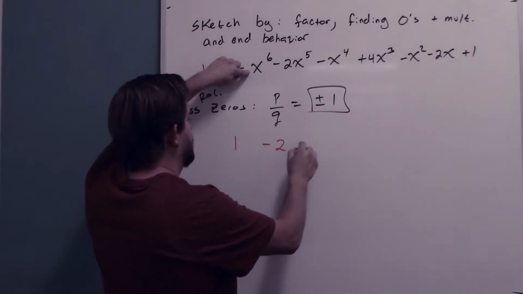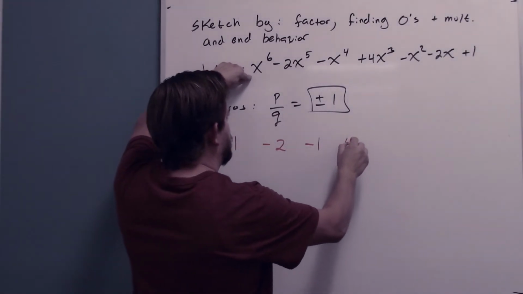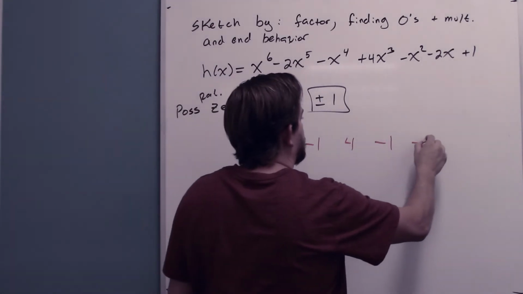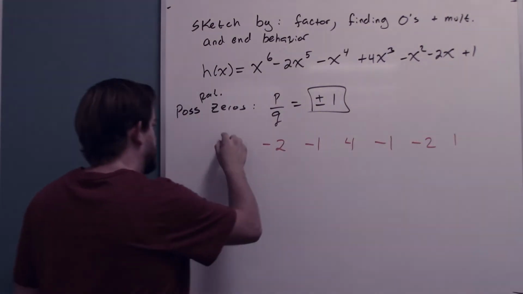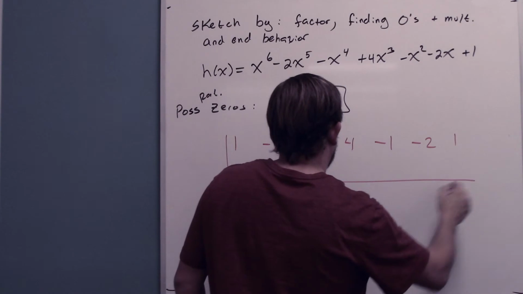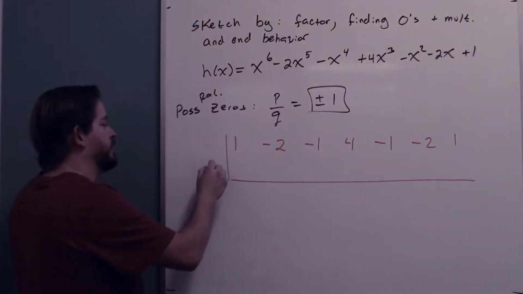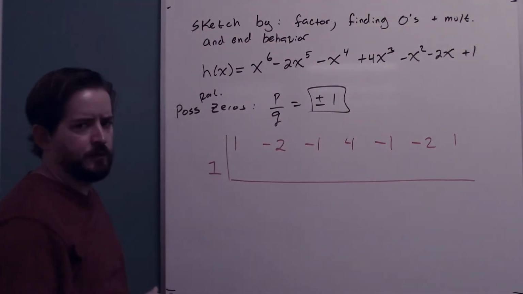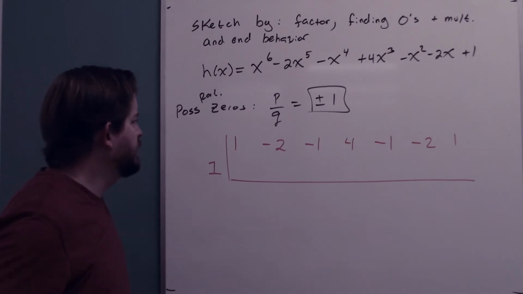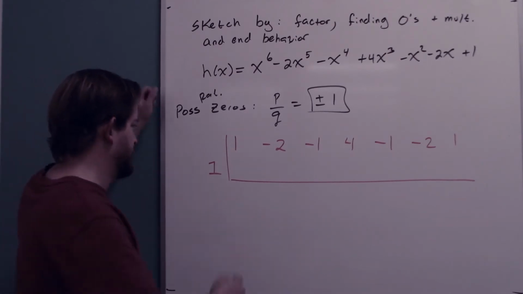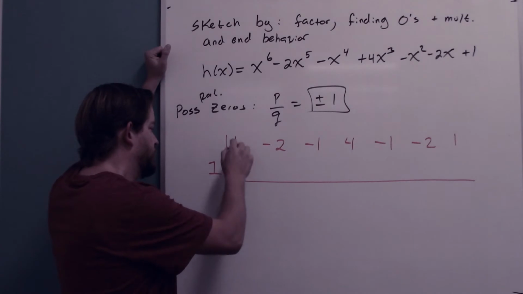The coefficients are 1, negative 2, negative 1, 4, negative 1, negative 2, and 1. I'm going to start with 1. I have a feeling it'll work. It's a 50-50 shot. It's less than 50-50, but it's a pretty good shot that it's going to work here.